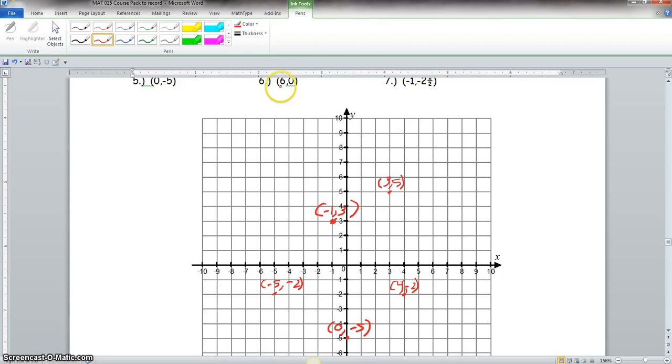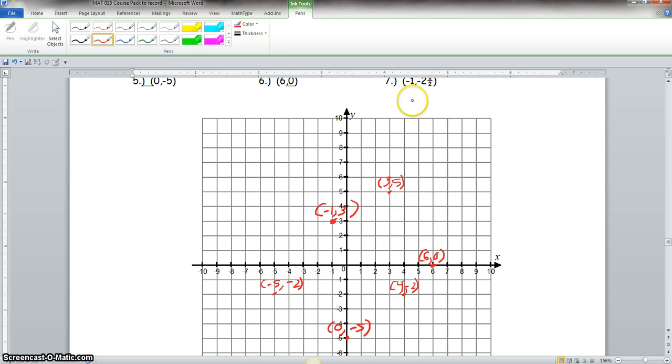Now we go to the next point. We've got 6, 0. So we start from our origin. We go to the right 6, and since Y is 0, we stay at the 6. So that is our point there. So we will have 6, 0.